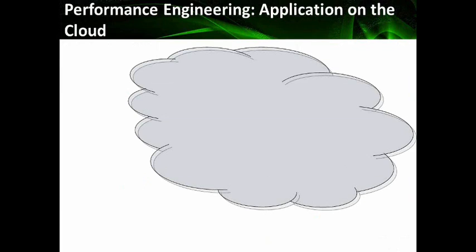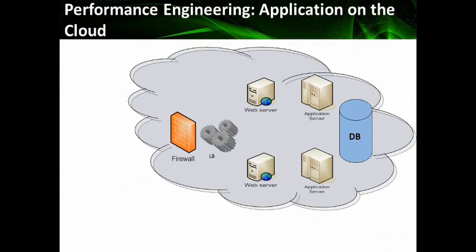This picture depicts an application in a cloud in its simplest form. Your product or application deployed in cloud could constitute a firewall, load balancer, web servers, application servers, and a database server. This is not a very complicated landscape, but I would like to use this as one of the examples as we walk through identifying bottlenecks and walking through the engineering process.